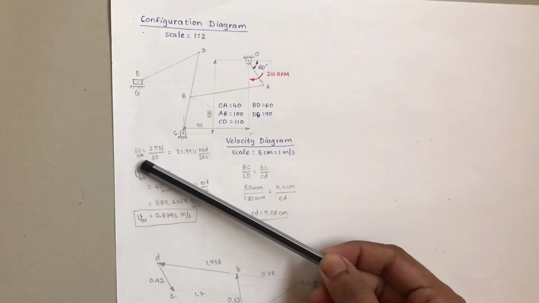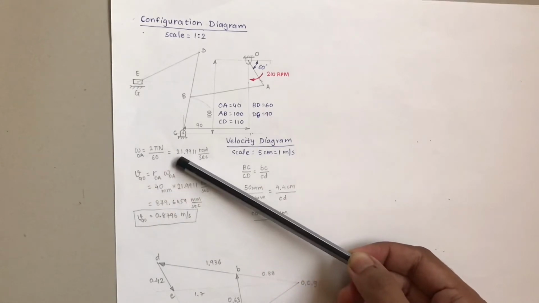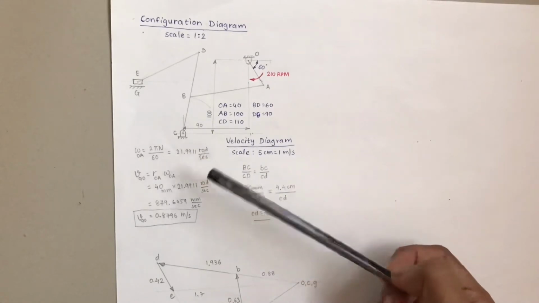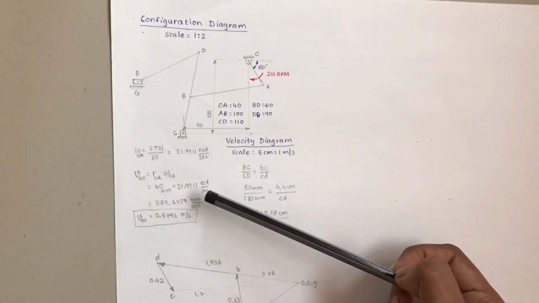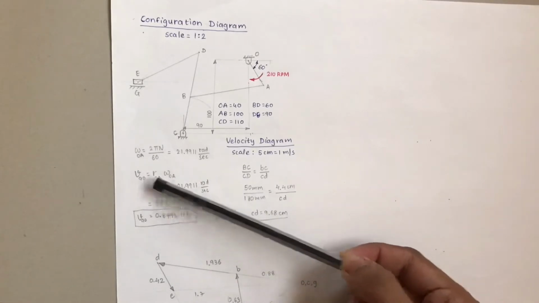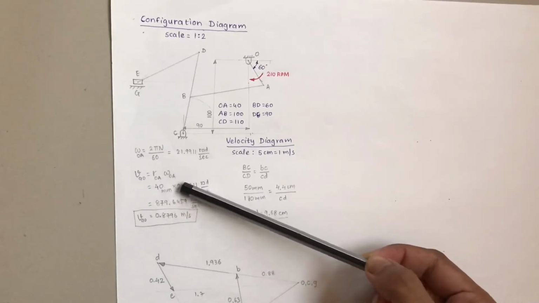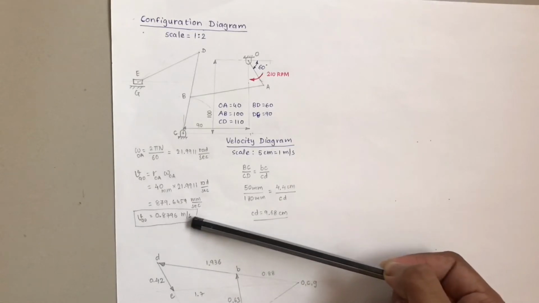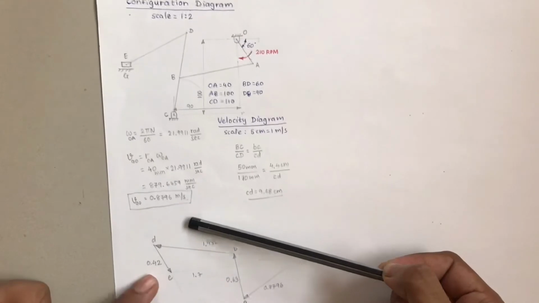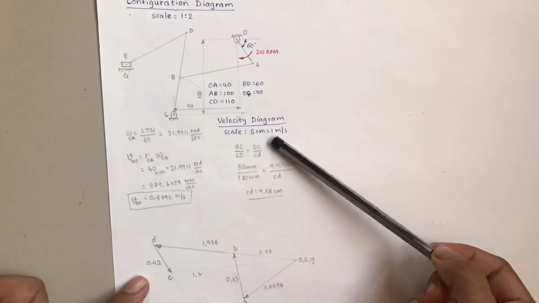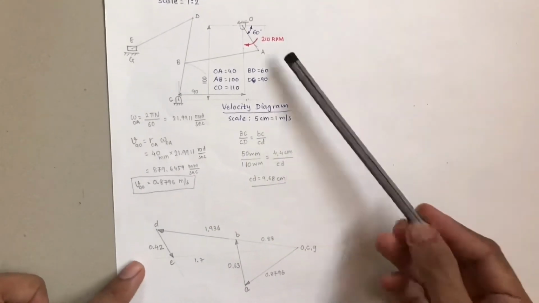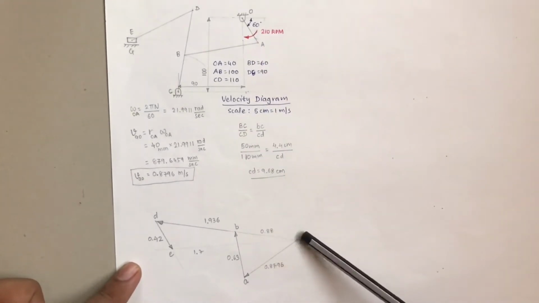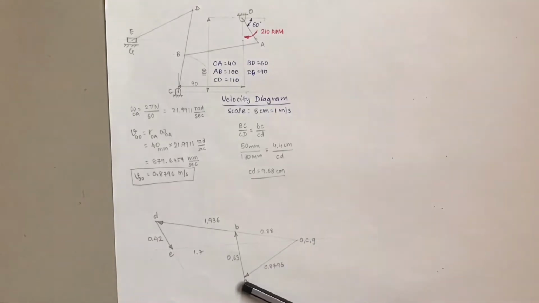Omega OA is 2 pi N by 60, and N is given as 210 rpm. According to that, we can calculate 21.99 radian per second. Now velocity is equal to r omega, and that will be 0.8796 meter per second. For the velocity diagram, let us consider a scale of 5 centimeter equal to 1 meter per second, and as OA rotates in the clockwise direction, the velocity line will be perpendicular to the OA link.